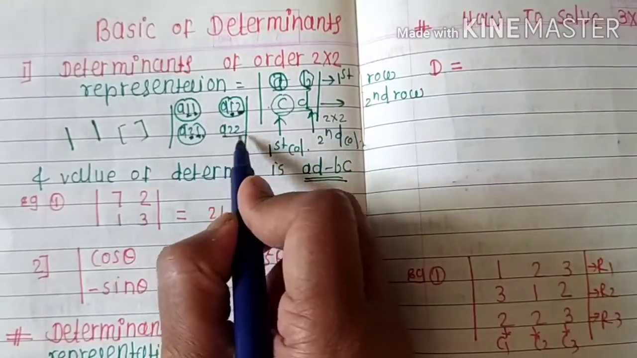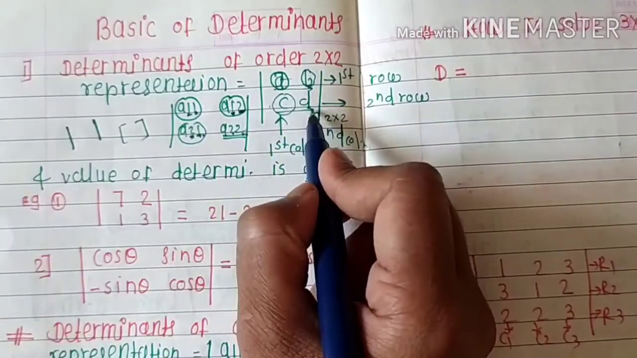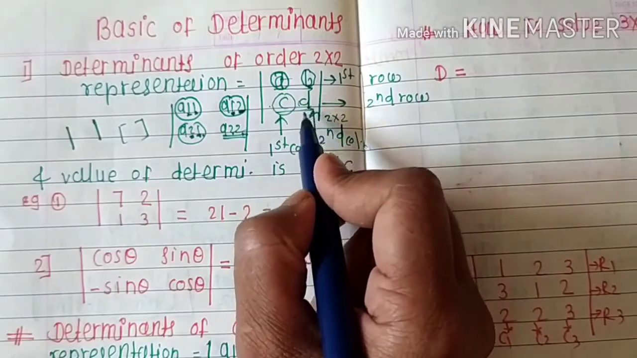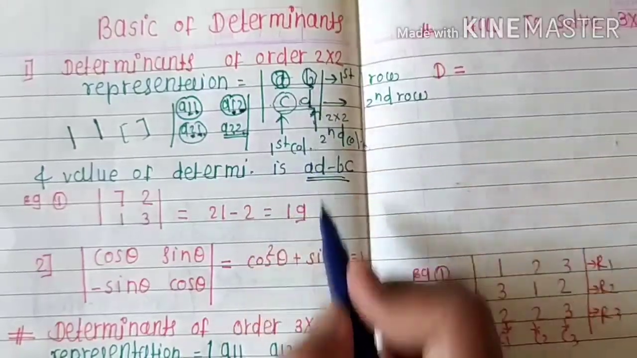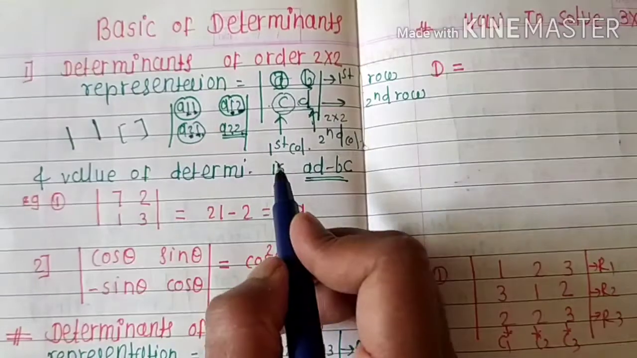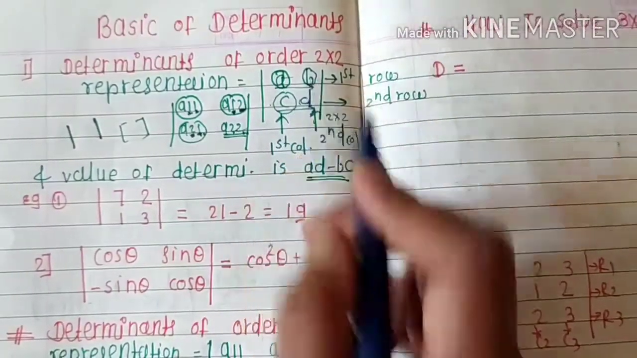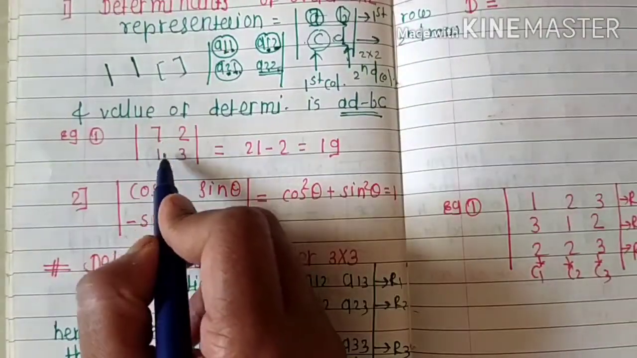Then A22 means second row, second column. The element in the second row, second column is D. This represents the position of an element, and the value of the determinant we find by taking cross multiplication, that is AD minus BC. Then here is one example: 7, 2, 1, 3.